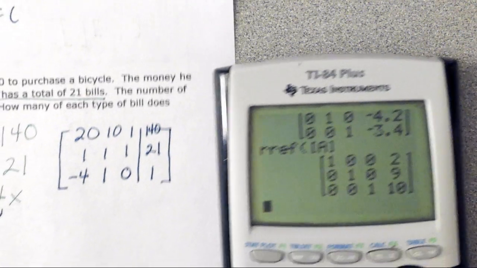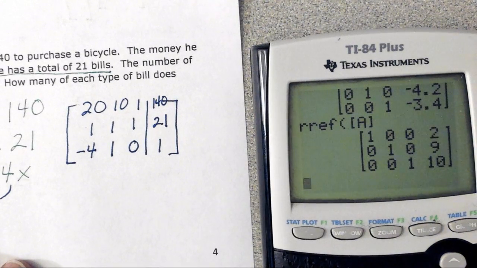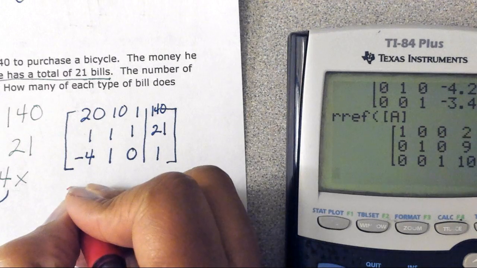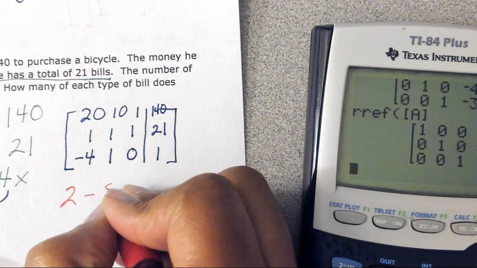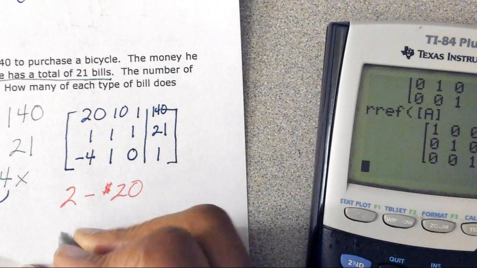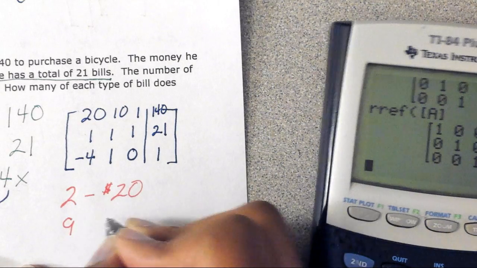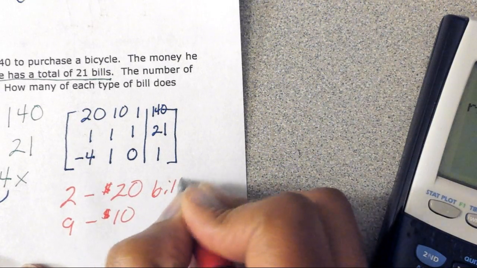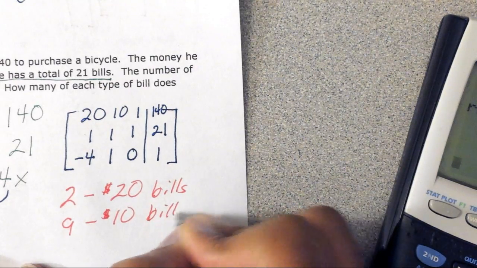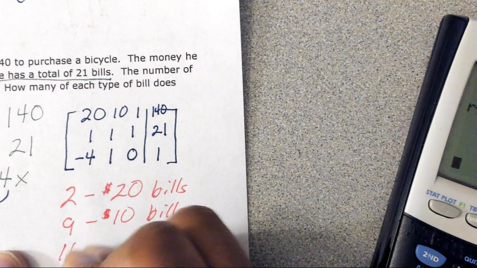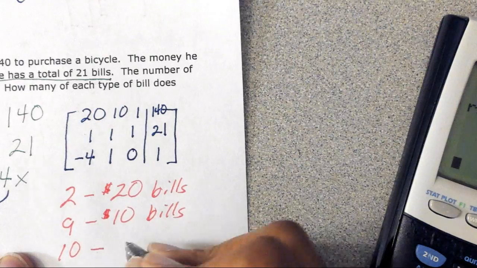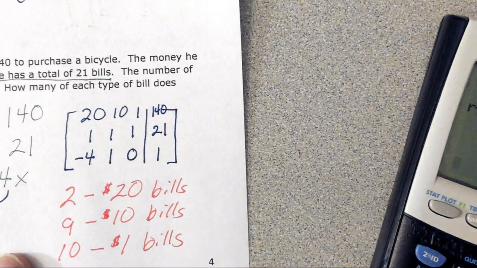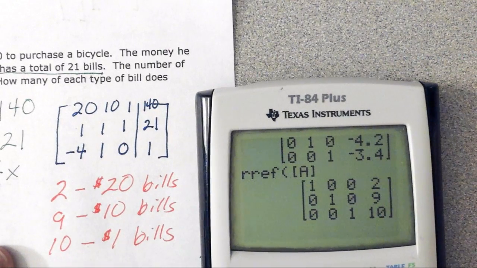So when I write my final solution, it is, using words, 2 $20 bills, 9 $10 bills, and 10 $1 bills. And that is how I would write my solution.